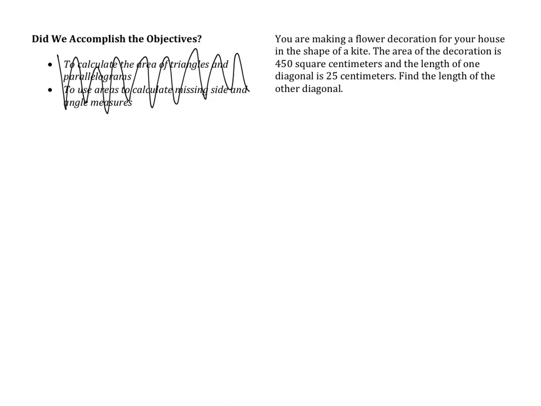So to test to see if we really understand what we're doing, we have one last question. You are making a flower decoration for your house in the shape of a kite. The area of the decoration is 450 square centimeters, and the length of one diagonal is 25. Find the length of the other diagonal. So this is where I'm going to leave you to do this one on your own.